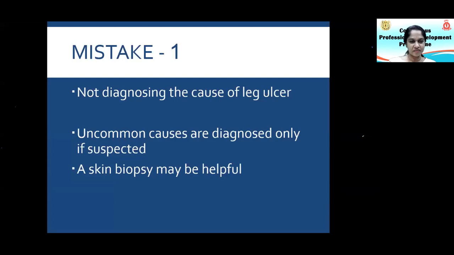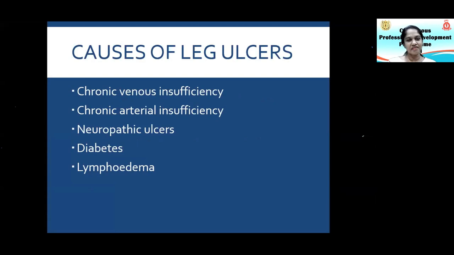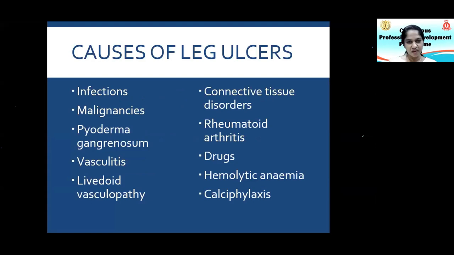Talking about the causes of leg ulcers, these are the common causes: chronic venous insufficiency, chronic arterial insufficiency, neuropathic ulcers, diabetes, and lymphedema. Then you have a whole range of uncommon causes of leg ulcers too. Although I say these are uncommon, they are not that uncommon because we see them in our day-to-day practice. Infective causes can be many: leprosy, atypical mycobacteria, fungal infections, and sometimes leishmaniasis. Malignancies, of course, you have to be vigilant to detect.